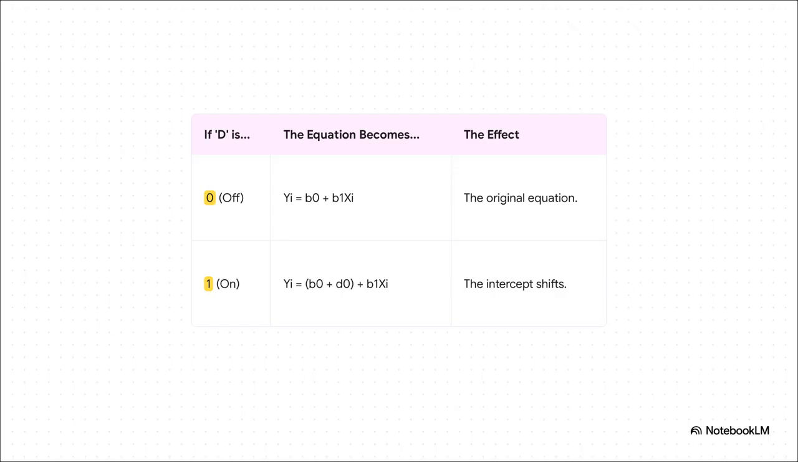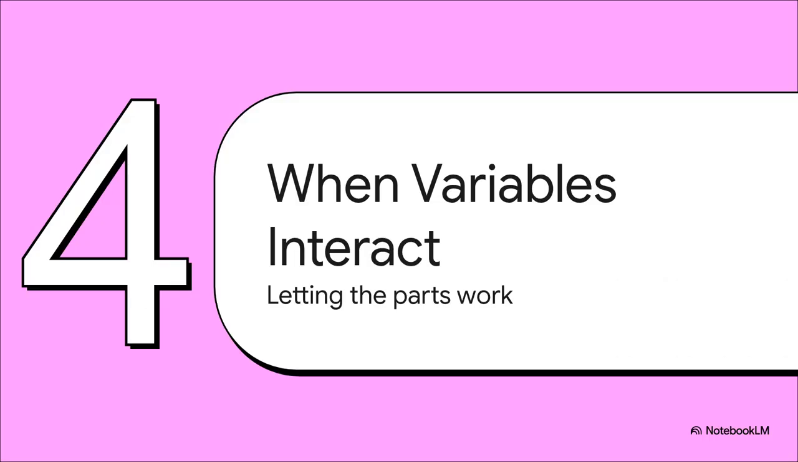And this table just breaks it down perfectly. Look, when our city switch D is off, set to 0, because the house is rural, that whole middle term just becomes 0 and disappears. We're right back to our original equation. But when that switch is on, when D is 1, it adds a fixed amount to the starting price, shifting the entire prediction upwards. It's such a simple idea, but wow, is it powerful. Our machine is getting seriously smart. It's got dials for size and age, and it's got a switch for location.